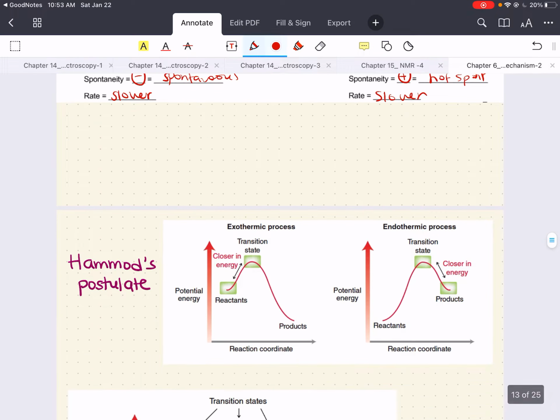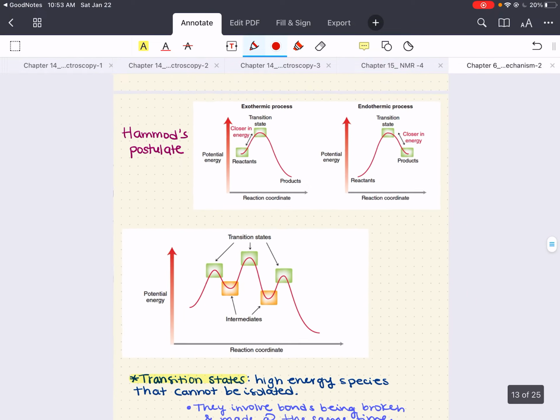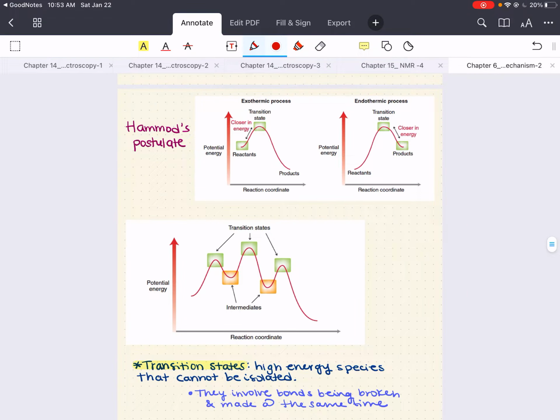Now, sometimes our energy diagrams can be a little more complex, like this one right here, because reactions often involve multiple steps.